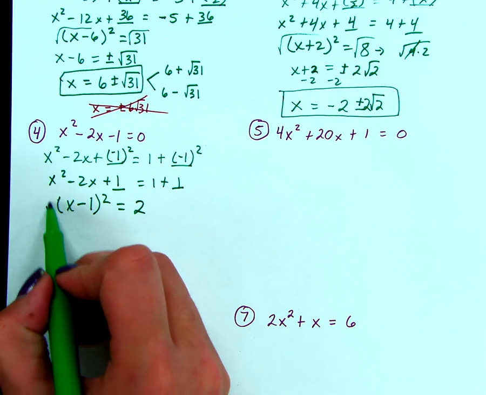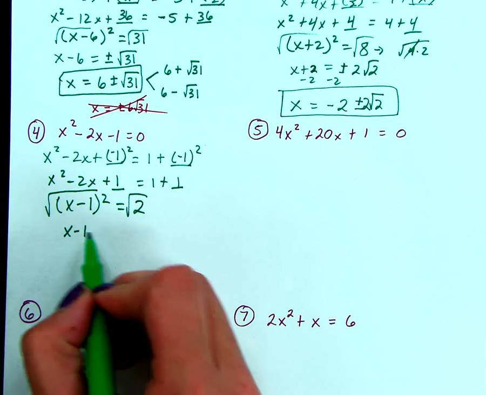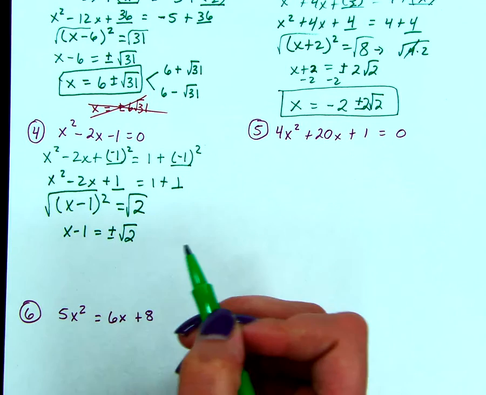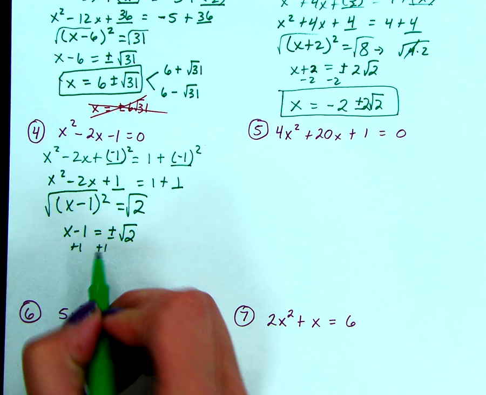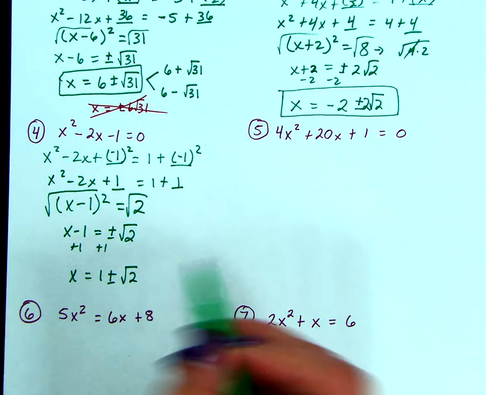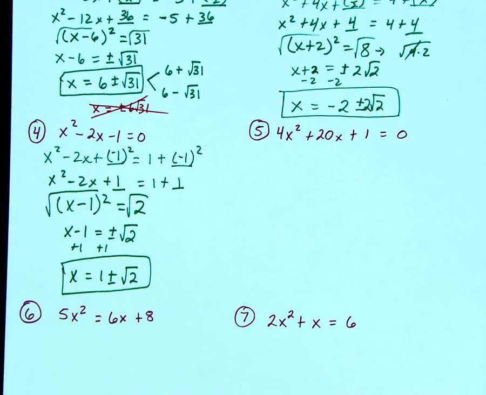Okay, so now we can continue solving. So square root of each side. So we have x minus 1 equals plus and minus the square root of 2. And then now we're going to add the 1 over. So x equals 1 plus and minus the square root of 2. We cannot combine or simplify any further. So that will be my final answer.